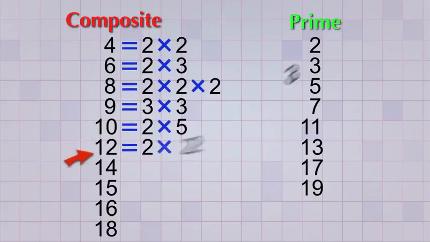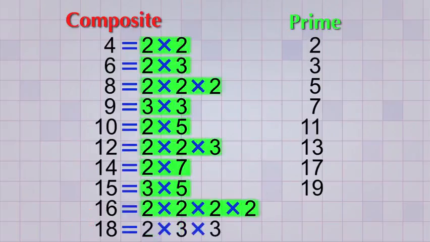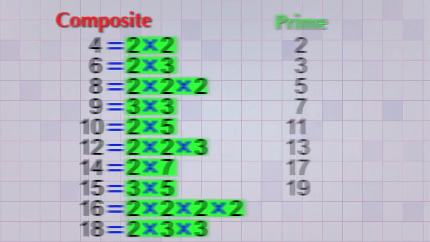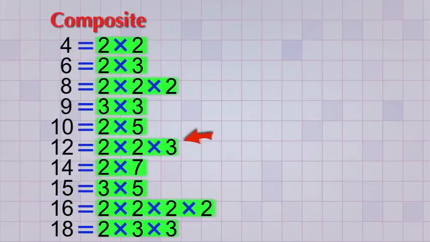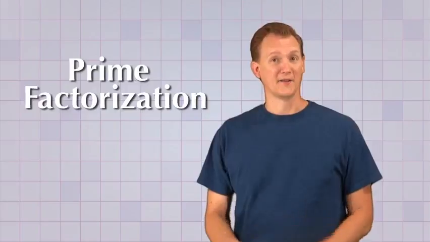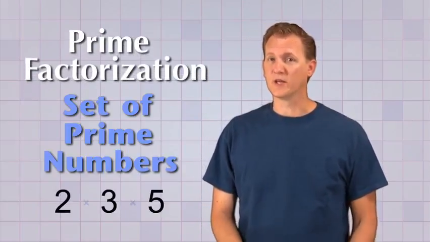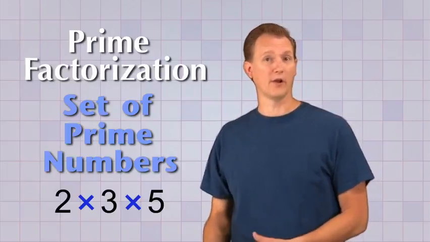We could keep going like this, and you would see that all the composite numbers are made by multiplying different combinations of prime numbers together. And each of these combinations is called the prime factorization of its composite number. So the prime factorization is a thing. It's the set of prime numbers that you multiply together to get another number.